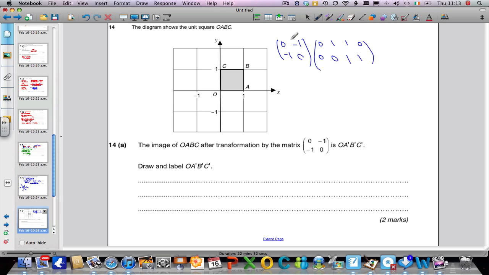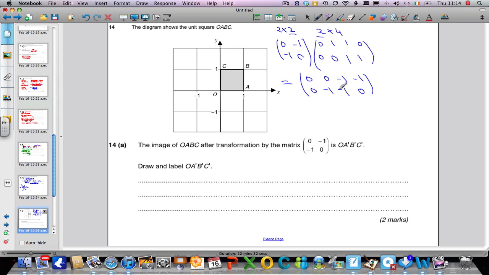Okay, so we've got a bit of matrix multiplication here. That's a 2 by 2 matrix. That's a 2 by 4 matrix. So we can multiply them because these numbers are the same. So when you multiply that out, you're going to get 0, 0, 0, minus 1, minus 1, minus 1, and minus 1, 0.